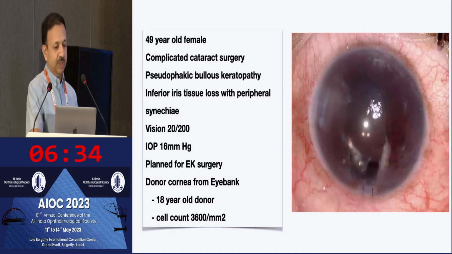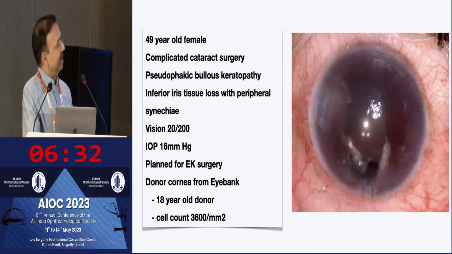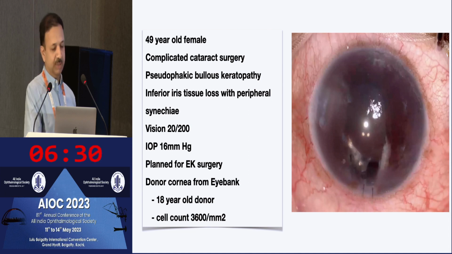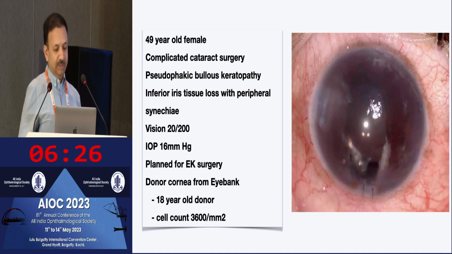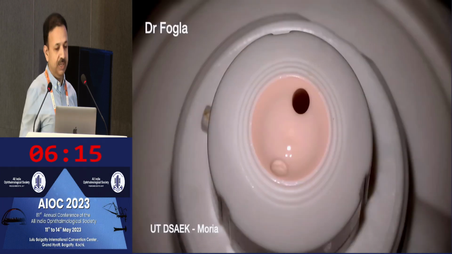This is a 49-year-old female who had a complicated cataract surgery, presenting with pseudophakic bullous keratopathy. There is some inferior iris tissue loss, and she was planned for endothelial keratoplasty. We wanted to do a DMEC, but the eye bank tissue that we got was from an 18-year-old donor with a very good endothelial cell count. So we decided to go ahead and use this for ultra-thin DSEC.